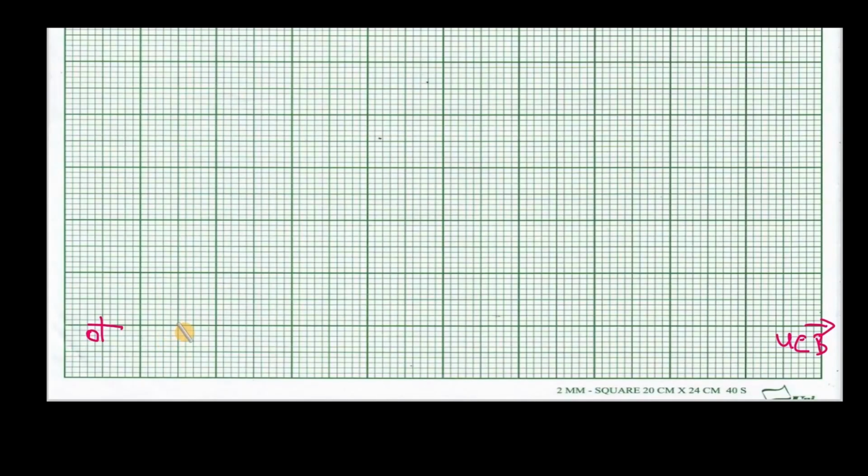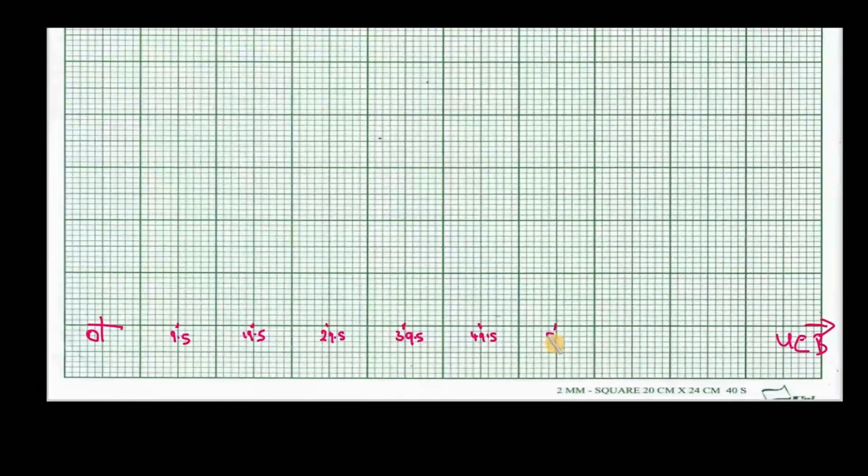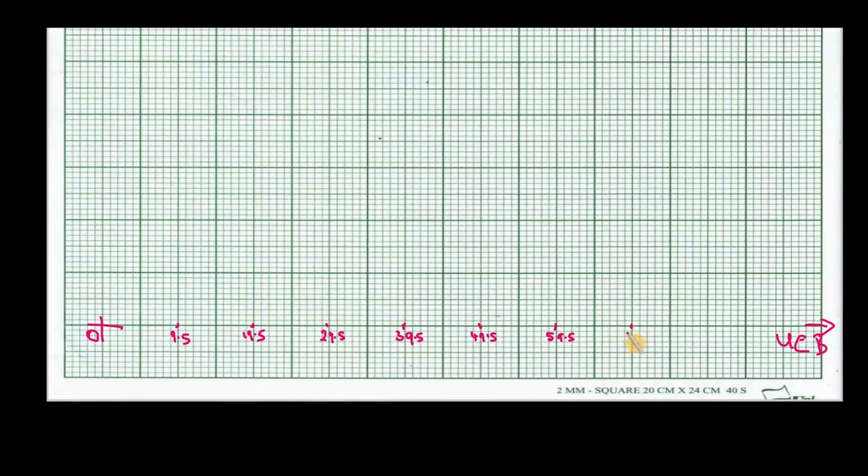So it means that here we have 9.5, 19.5 here, 29.5, 39.5, 49.5, 59.5, 69.5, 79.5. So this was our maximum value, so we can stop here. If we continue, this one will be 89.5.